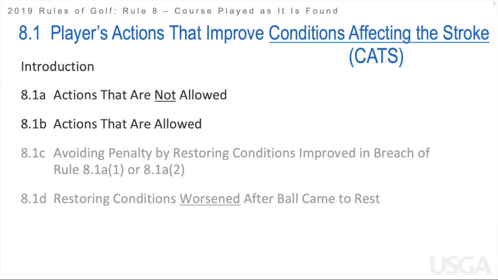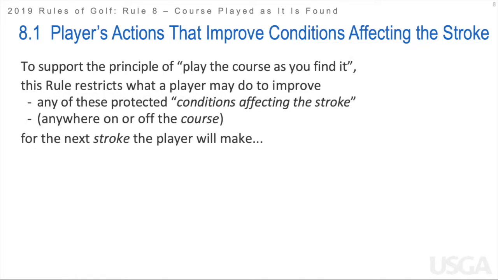Okay, so we're going to cover the actions that are not allowed first, then we're going to cover the actions that are allowed. Okay, so to support the principle of playing the course as you find it, this rule, 8.1, does restrict what you're able to do to improve any of the protected conditions affecting the stroke. And this includes anything on or off the golf course. Off the golf course means out of bounds.